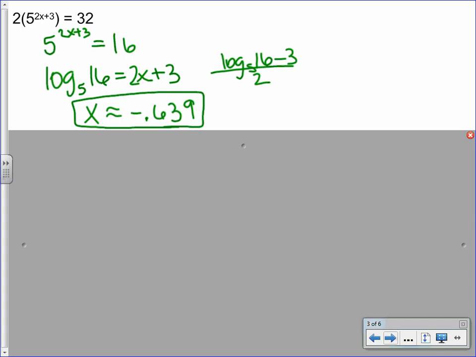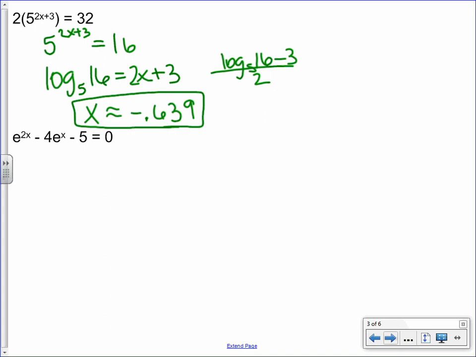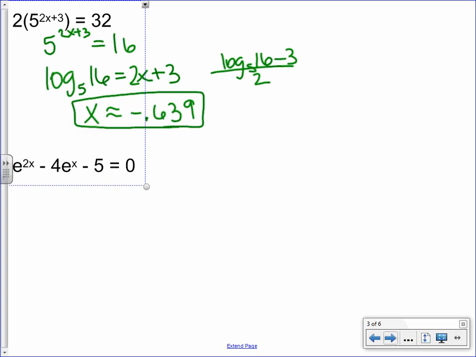All right, here's a fun example. e to the 2x minus 4 e to the x minus 5 equals 0. It looks very different from what we're used to seeing. We have a couple different e to a power. Does anybody have any ideas?